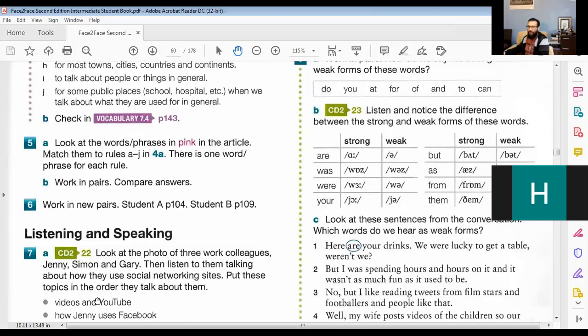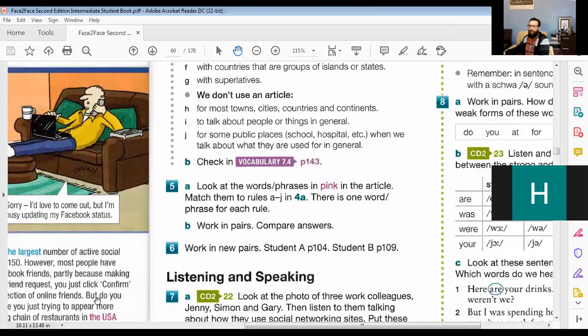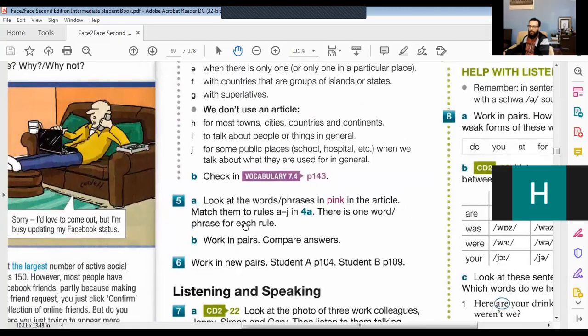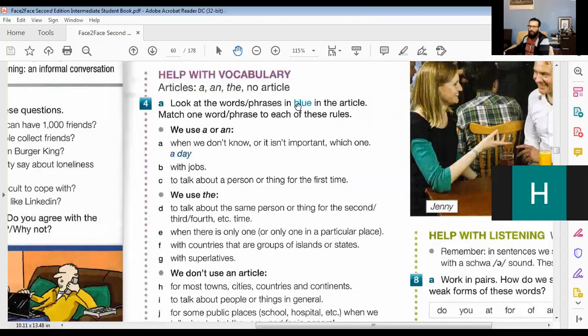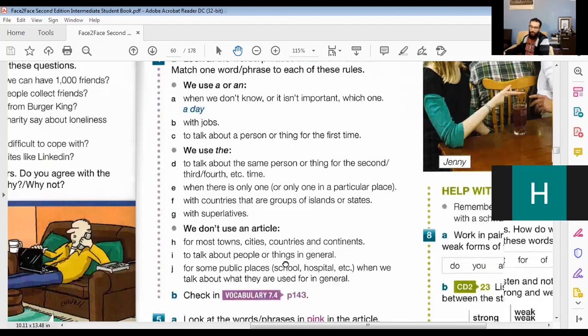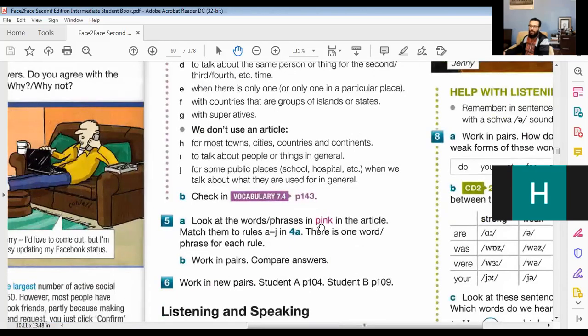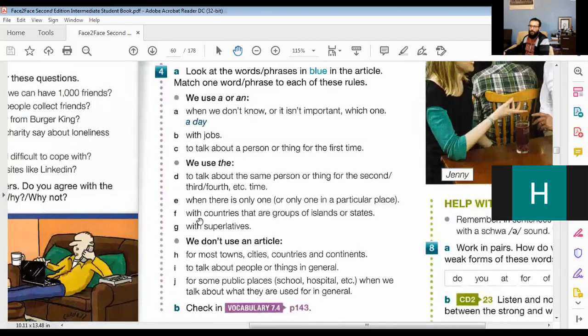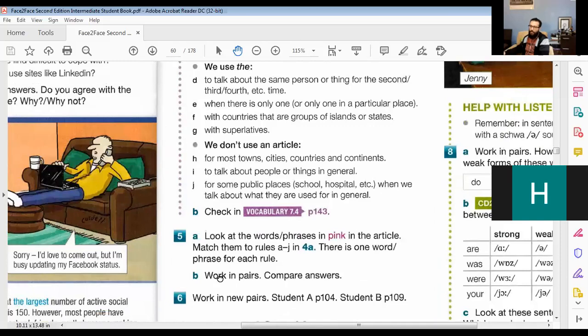Okay, so let's explain what is required in question number 5. In question number 5, we want to do exactly the same thing we did in number 4, right? But in number 4, we looked for the blue words and we matched them to each way we can use a or an, the, or not use any article. We want to do exactly the same thing with the pink words. So for every pink word, we're using it in one of these different ways, from A to J. All right, and remember, there's only one word for each rule or for each case. Do you get the idea?